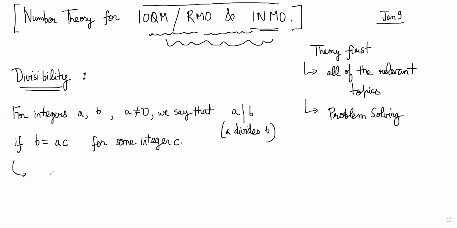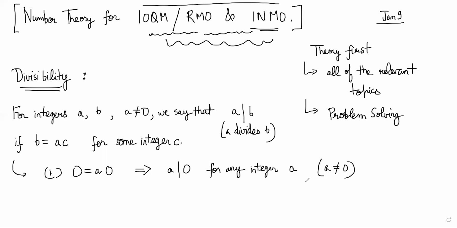Now, from this definition, it follows that 0 is equal to a into 0. This implies that a divides 0 for any integer a where a is not equal to 0. So 0 is basically divisible by all integers. Then we know that if a divides b and b is not equal to 0, then mod of a must be less than or equal to mod of b, right?